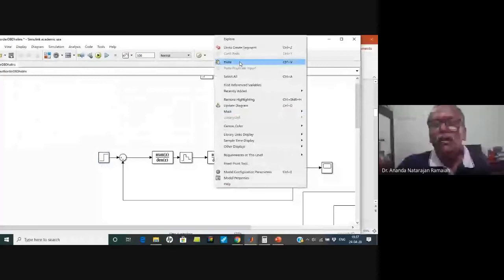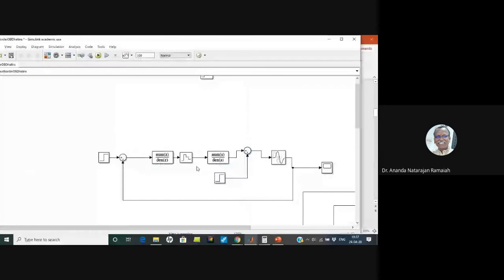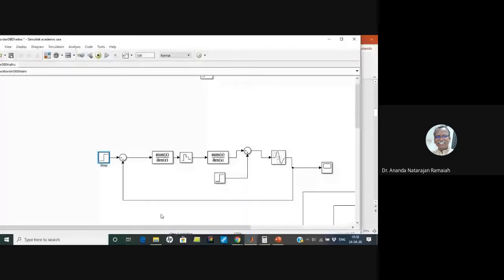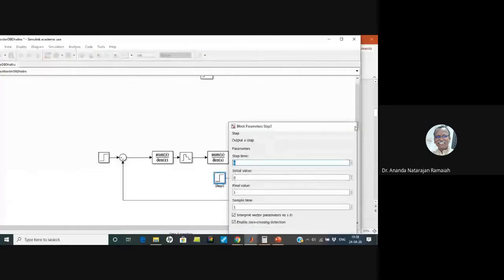We are going to give a positive disturbance, so we have to put the plus sign. Negative disturbance means let it be minus sign. There is no step change, so we have to give the final value also 0. Here, the step time is, final value is 1. We are going to give a step input.